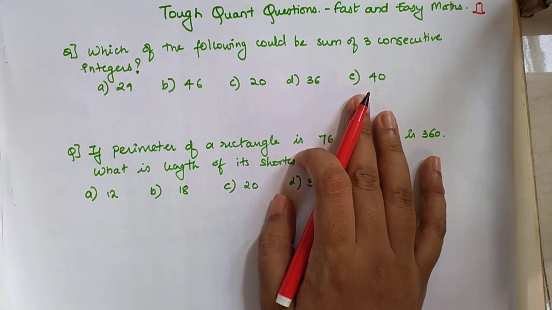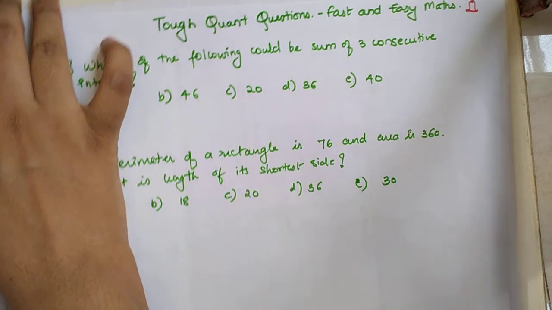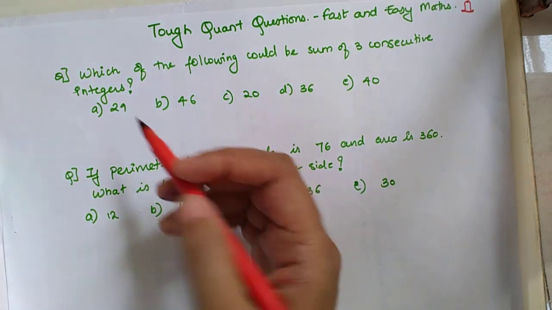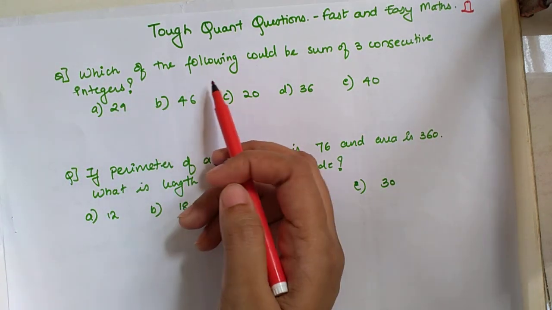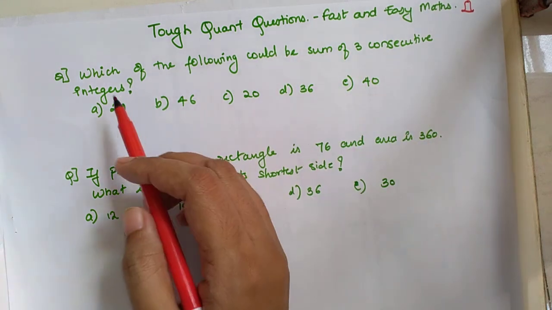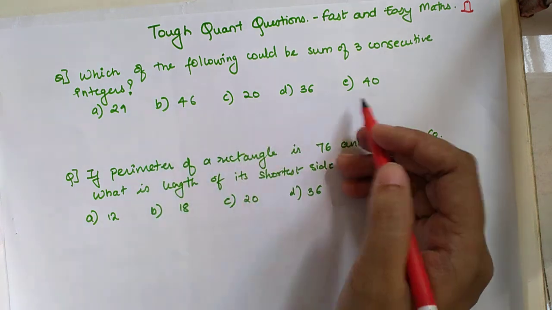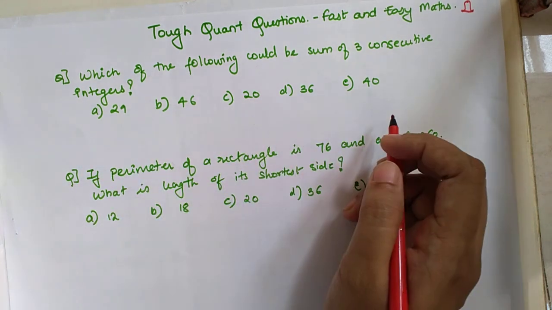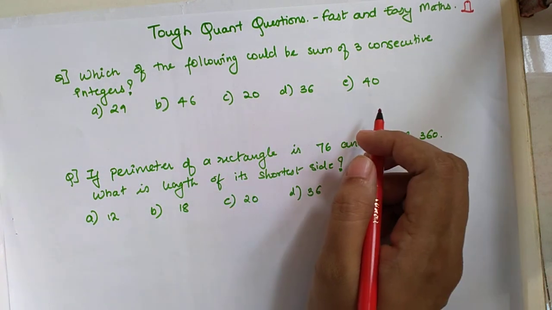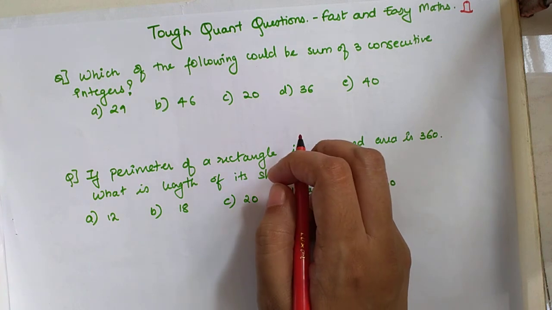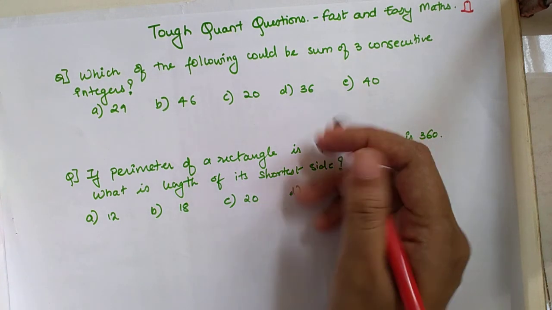So let's start by talking about the first question today. The first question is saying, which of the following could be the sum of three consecutive integers? Okay, so now we have all of these options, and looking at these options you will have absolutely no idea what your answer should be. But I'm going to show you a simple trick.